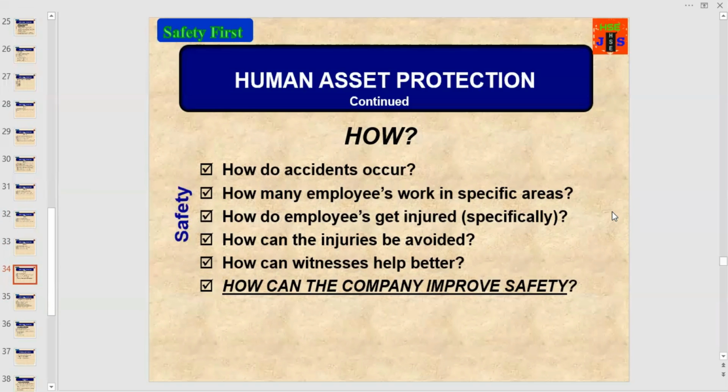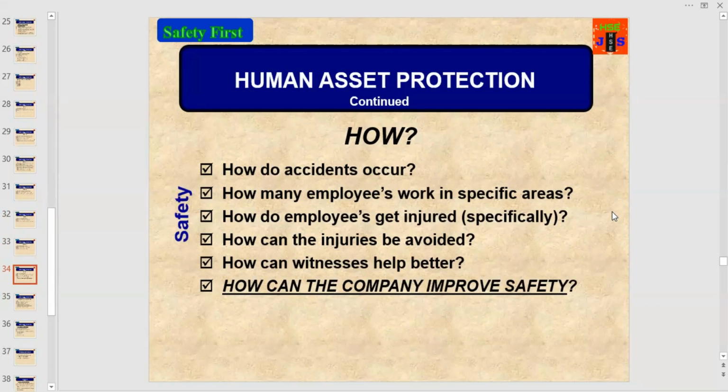The questions that can be started with the word "how": How do accidents occur? How many employees work in the specific areas? How do employees get injured? How can the injuries be avoided? How can witnesses help better? How can the company improve safety?